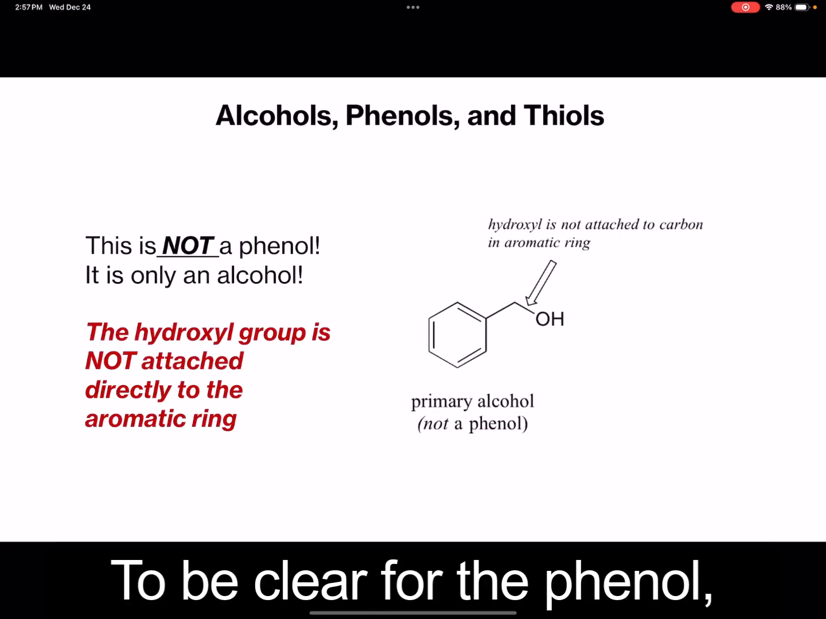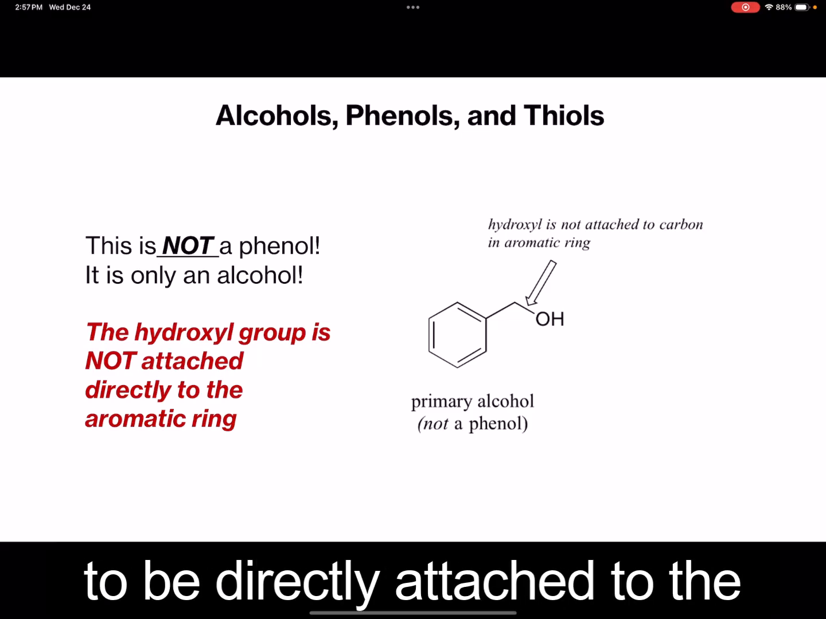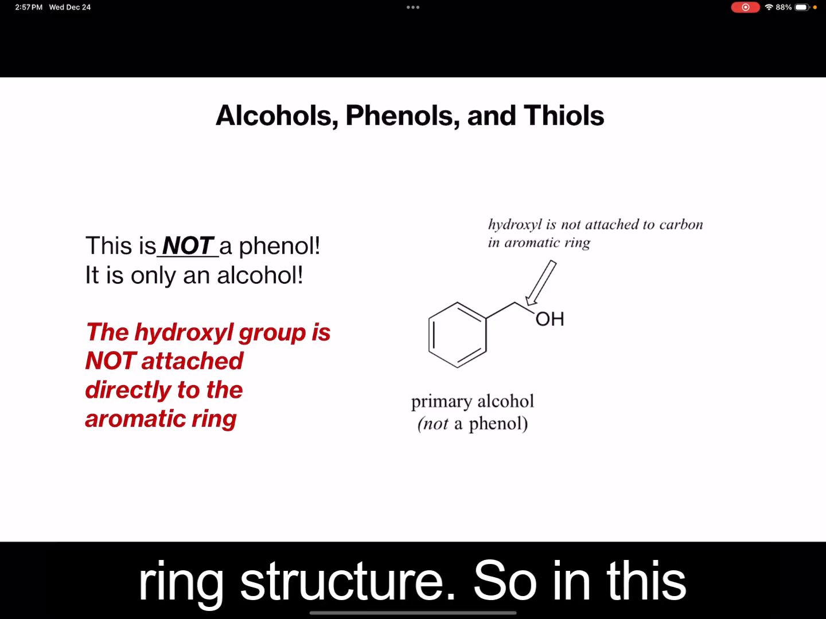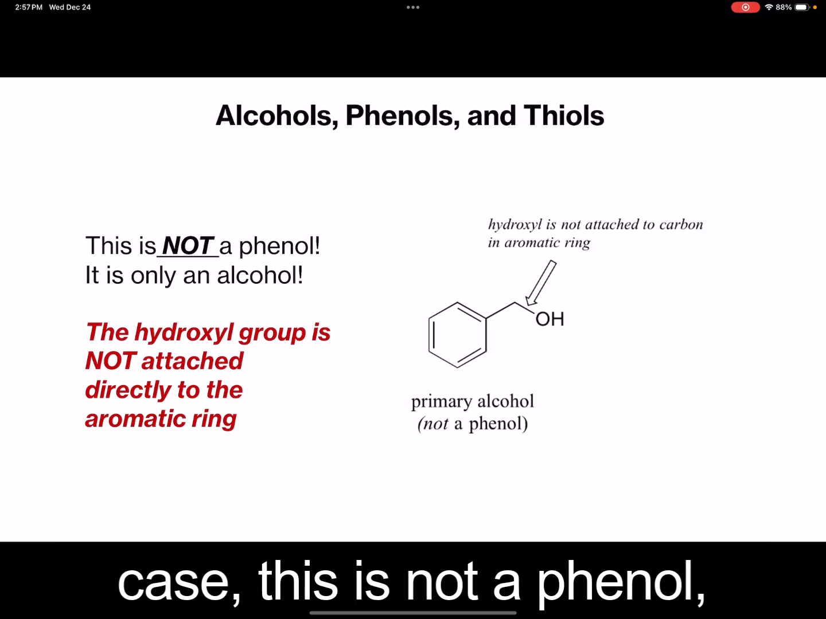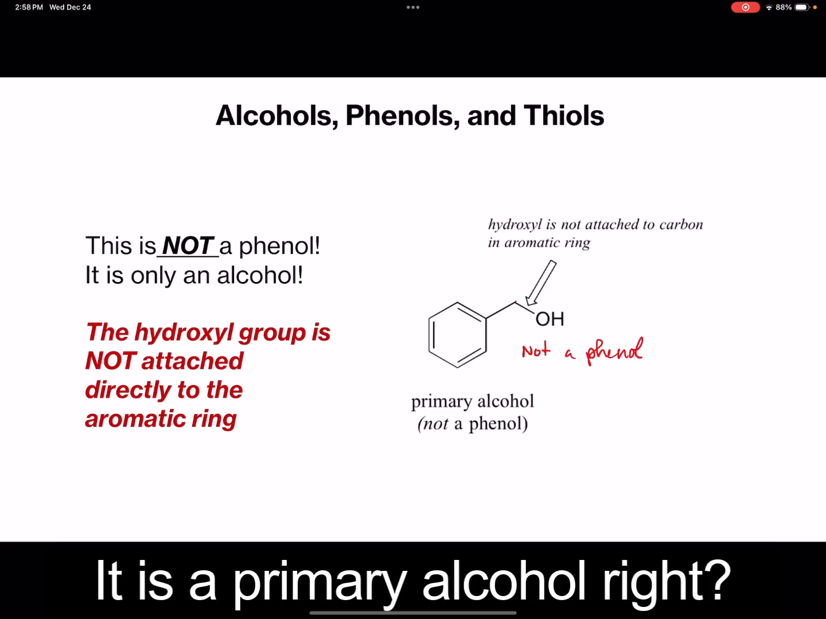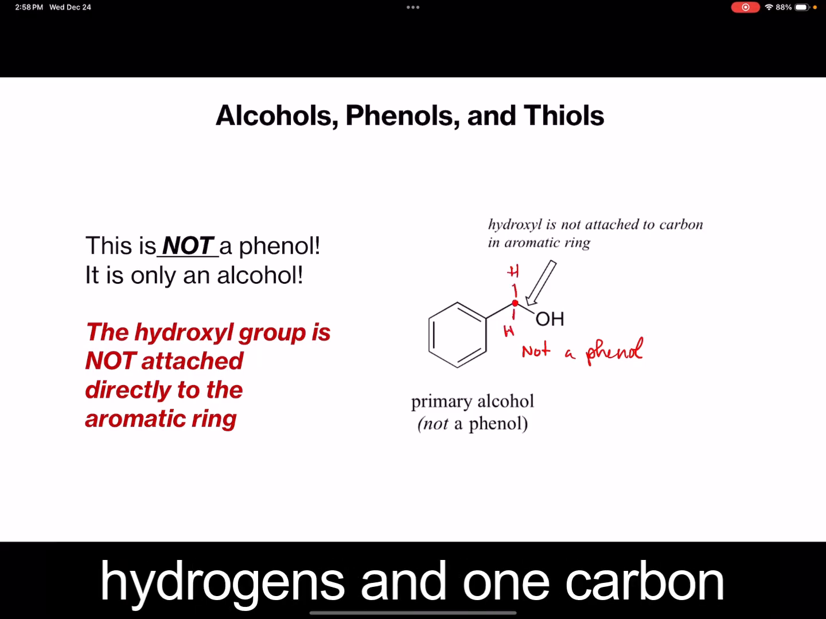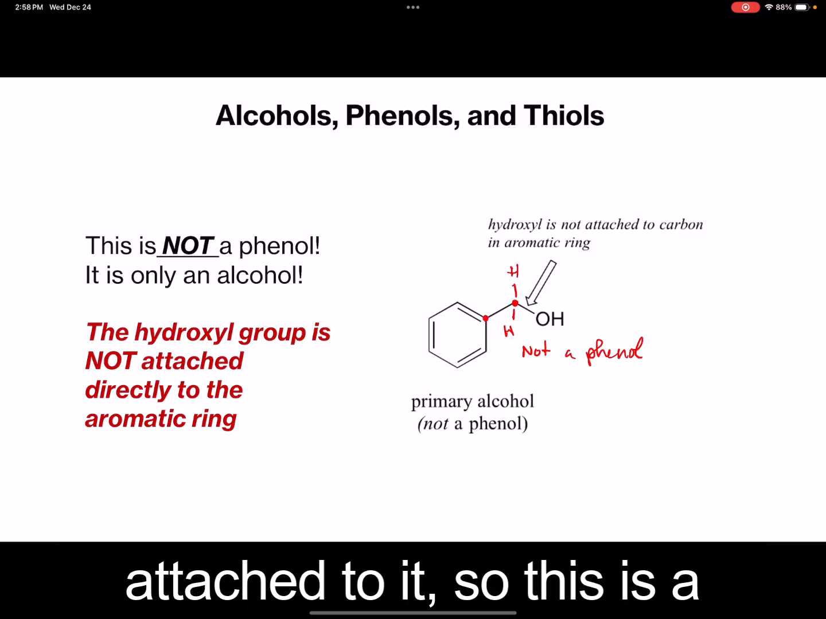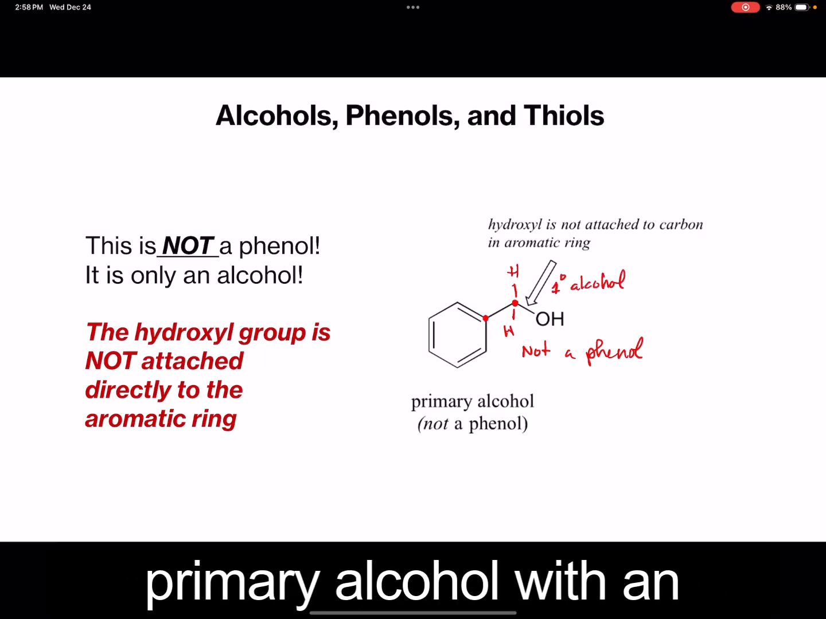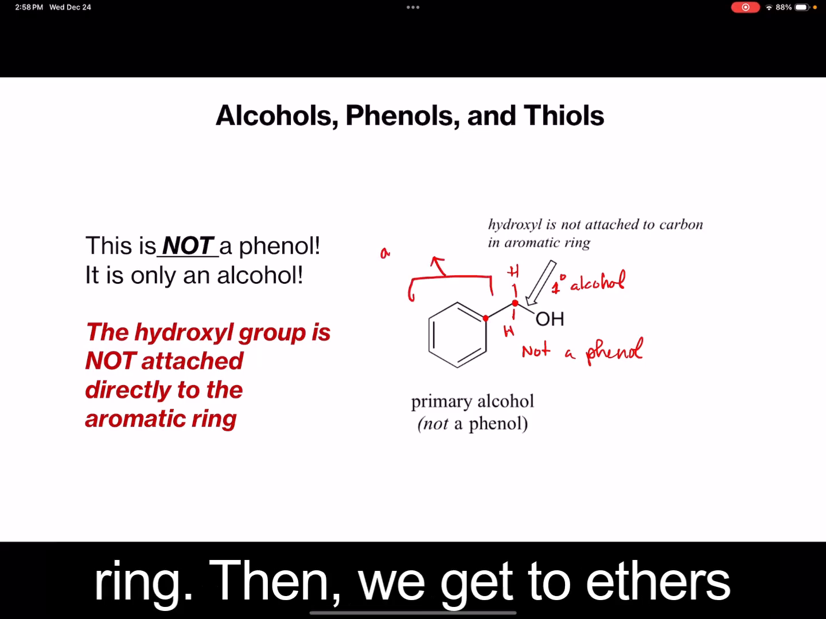Just to be clear, for the phenol, the alcohol group has to be directly attached to the ring structure. So in this case, this is not a phenol, right? It is a primary alcohol, right? Because this carbon has two hydrogens and one carbon attached to it. So this is a primary alcohol and an aromatic group, an aromatic ring.